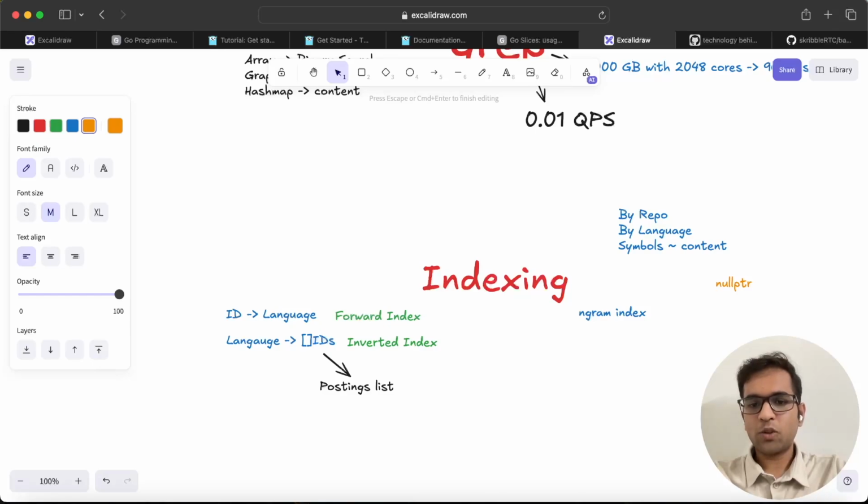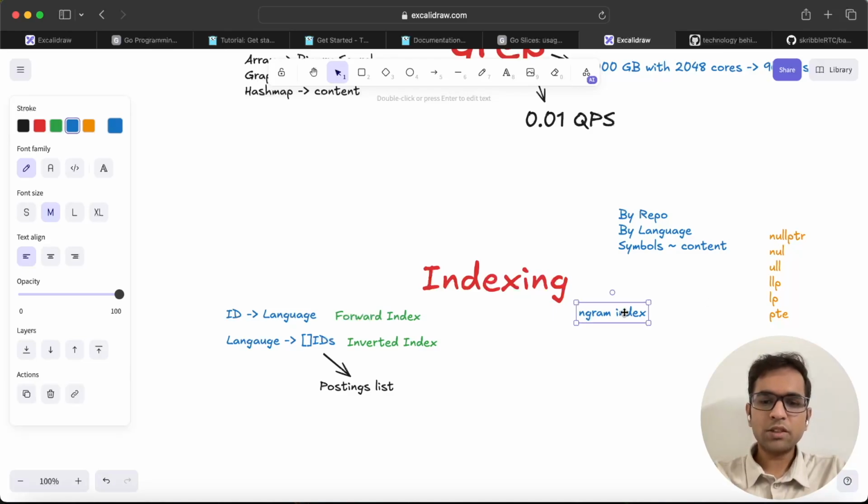For a trigram, you need a string of length 3, which is a substring of null pointer. So that would be NUL, ULL, LLP, LPT, and PTR. So these are the trigrams of null pointer. So it should be a substring of length 3, and it will form a trigram. For a bigram, it would be NU, UL, LL, LP, PT, TR, and for a 4-gram index, it would be NULL and such strings of length 4. Right. So that is basically the n-gram index.